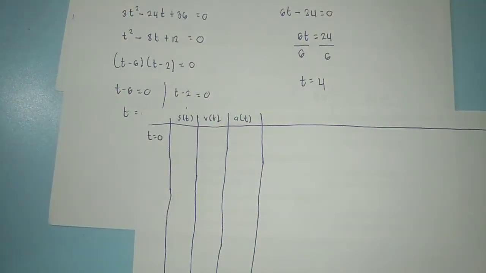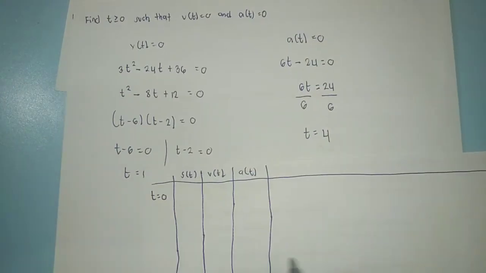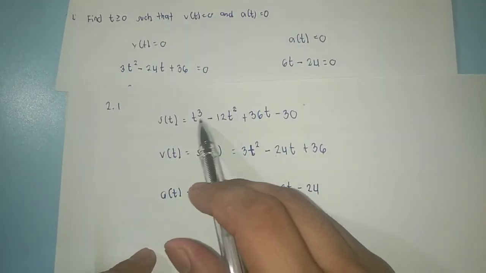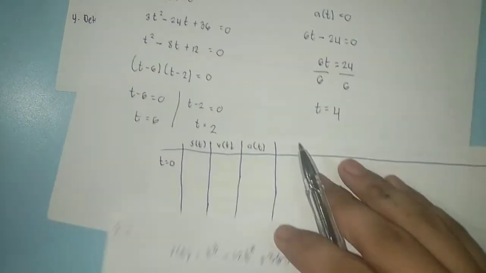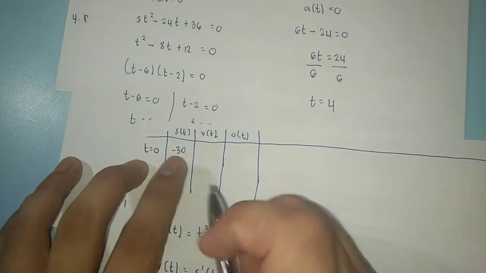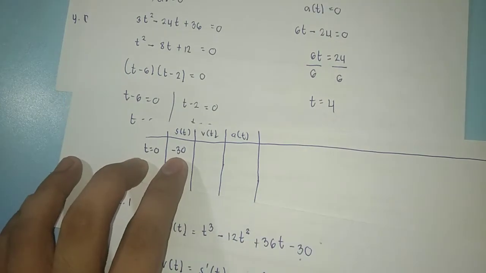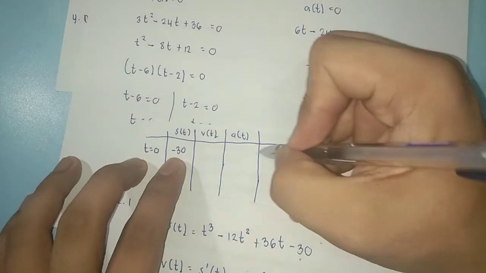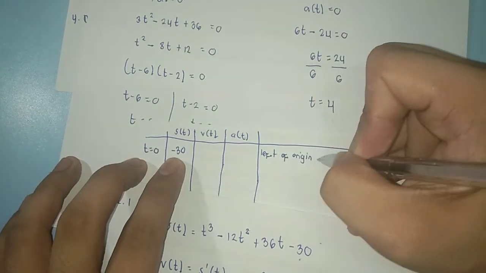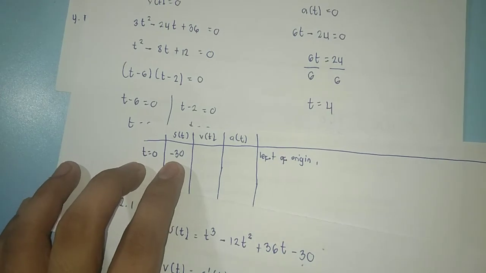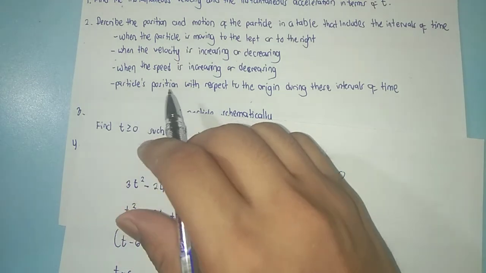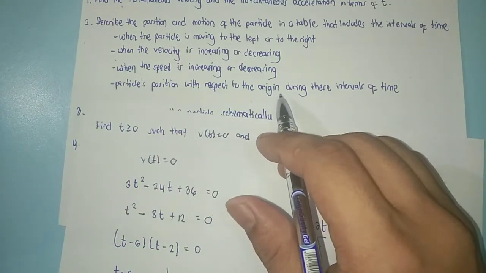Okay? So, at t equals 0, so ano yung position? Substitute lang natin yung t dito. Yung 0 dito. 0, 0, 0. So, nagsimula sa negative 30. So, nag-start sa negative 30. So, ibig sabihin, eto, nasa left side ng origin. Okay? So, left of origin. Okay? So, ito inuna ko yung pang-apat na pinapagawa, yung position ng particle with respect to the origin.